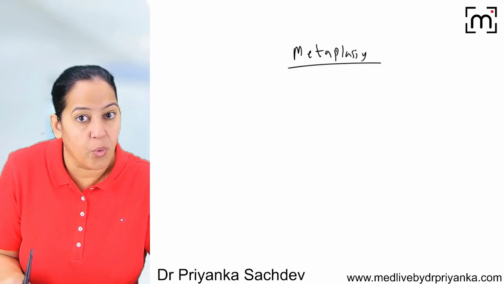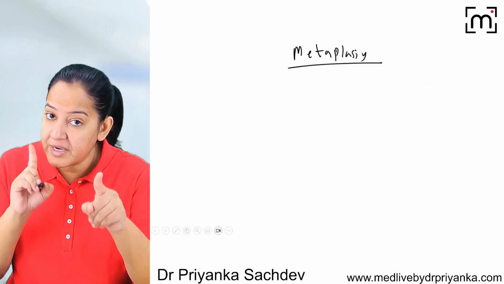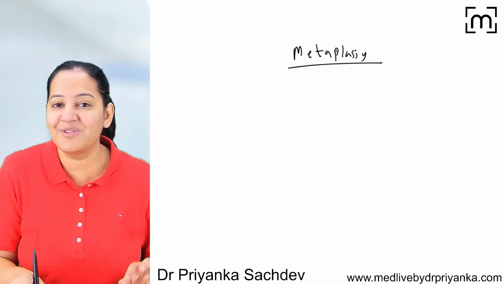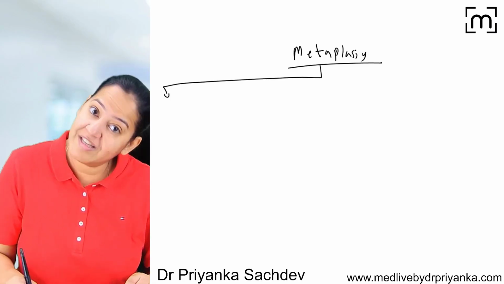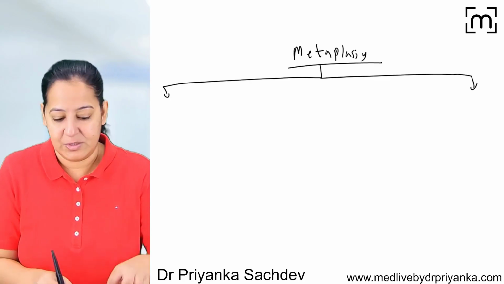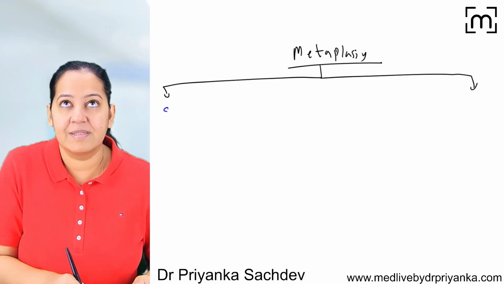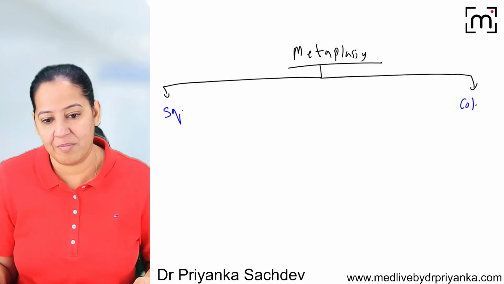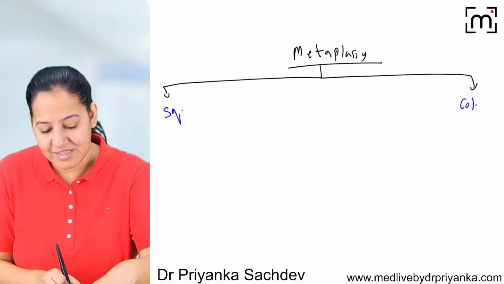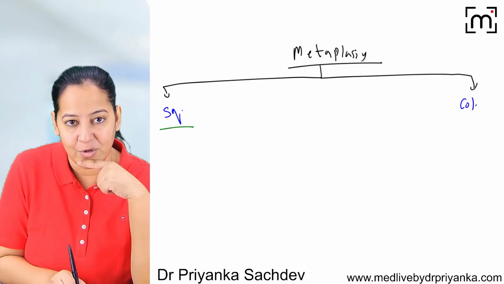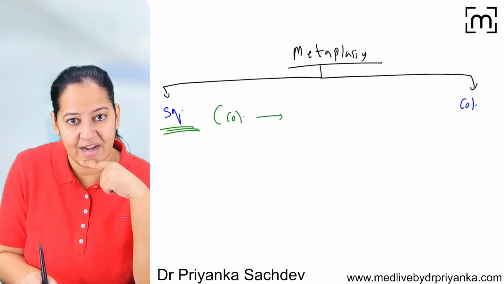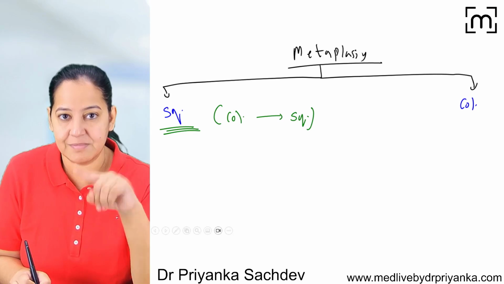Metaplasia, the definition you know, is transformation of one epithelium to another, either squamous to columnar or columnar to squamous. It is not physiological, it's always pathological. What are the 2 types? One type is squamous and one is columnar: squamous metaplasia and columnar metaplasia. In squamous metaplasia, one thing is common. The columnar epithelium gets converted to squamous due to some stress.